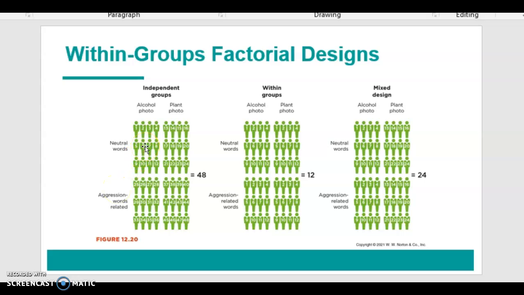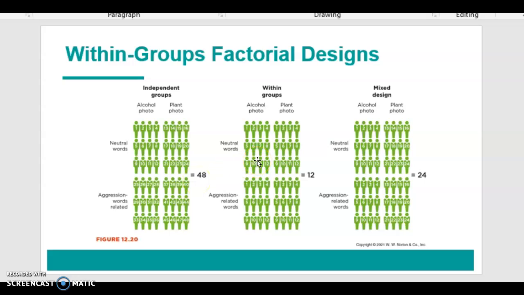So we have 12 individuals here, neutral words, alcohol photo. 12 different individuals over here, neutral words, plant photo. Again, 12 different individuals, aggressive words and alcohol. And lastly, 12 more for aggressive words and plant photo. So over here, we're not going to have testing fatigue, right? They won't change responses based on, oh, I've done this before, or, oh, I know what the researcher is looking for. So that's one big pro. A great big con is we need a much larger sample size.